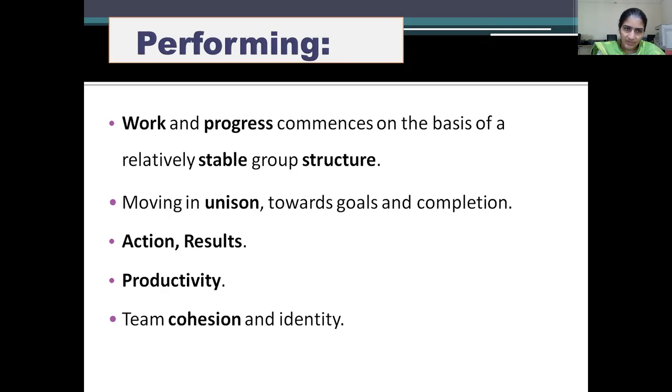So it is action oriented and results would be derived. Whatever action takes place, that action's result would be derived immediately. Whether we are achieving our set target or not, here they will be analyzing themselves. So actual productivity will take place, and team cohesion and identity would be derived.